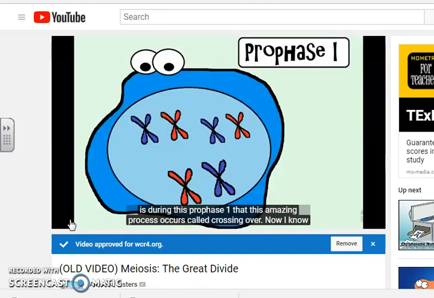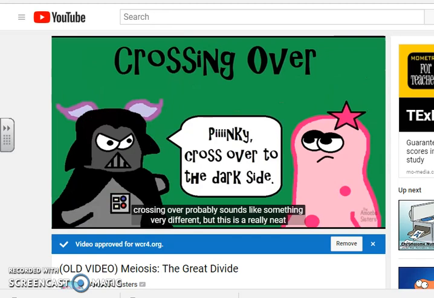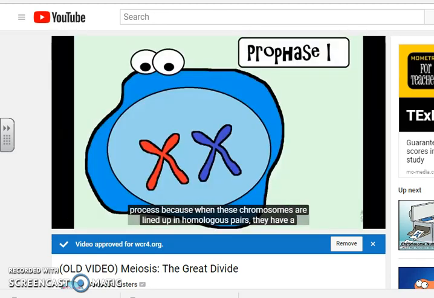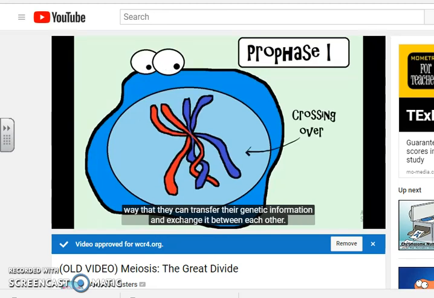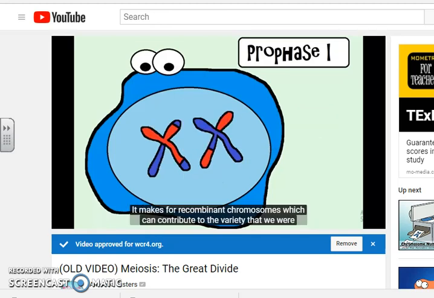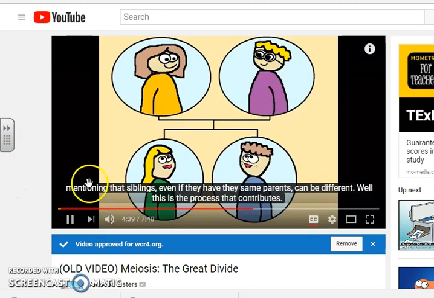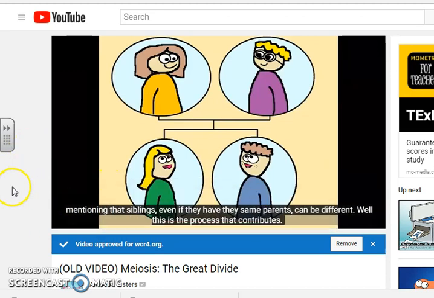And it's during prophase 1 that this amazing process occurs. It's called crossing over. Now, I know crossing over probably sounds like something very different, but this is actually a really neat process because when these chromosomes are lined up in homologous pairs, they have this way that they can transfer their genetic information and exchange it between each other. It makes for recombinant chromosomes, which can contribute to the variety that we mentioned, that siblings, even if they have the same parents, they can be different. Well, this is a process that contributes.